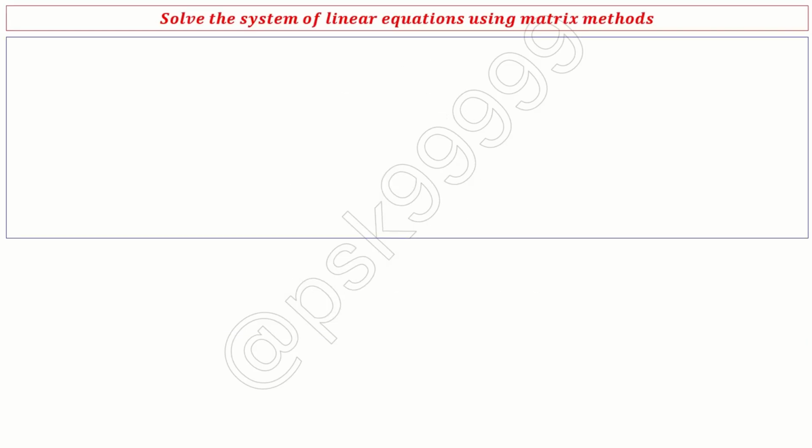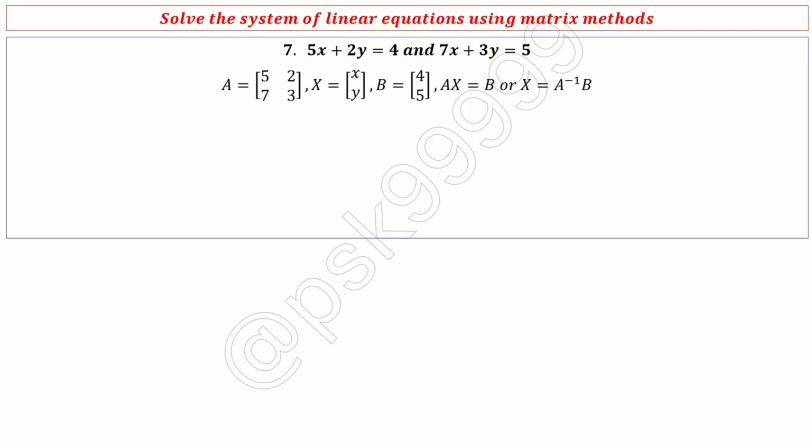Solve the system of linear equations using the matrix method. Two equations are given. This is a 2 by 2 matrix which you will form. The method is very simple. First you will form the matrix A, which is coefficients of x and y, each equation in each row. So A is nothing but 5 2 7 3. X is the variable matrix, column matrix, which is x, y here, only two variables. B is the RHS side matrix, which is 4 and 5, which is also a column matrix.